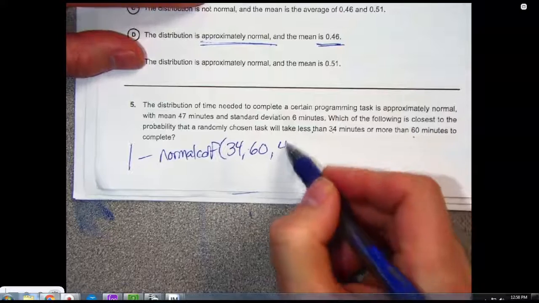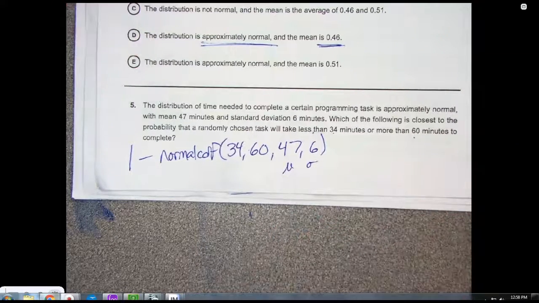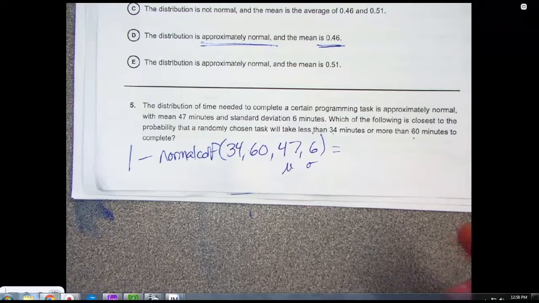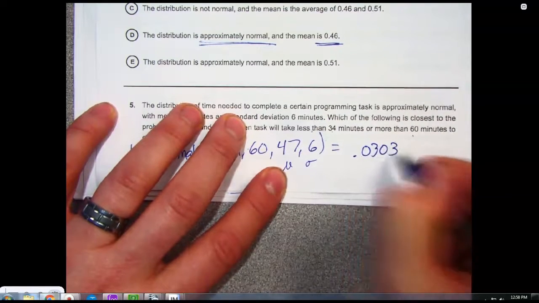So then the mean is 47, the standard deviation is 6. And there's no sample of 20, so you don't have to divide by the square root of n, because there is no n. And then if I just type this in, I get 0.0303, which is B.